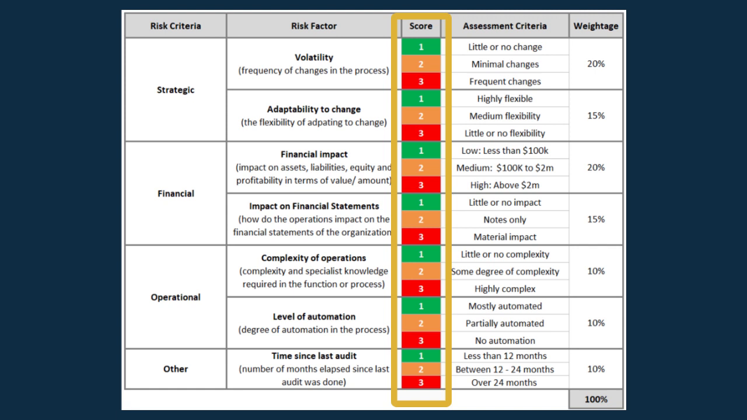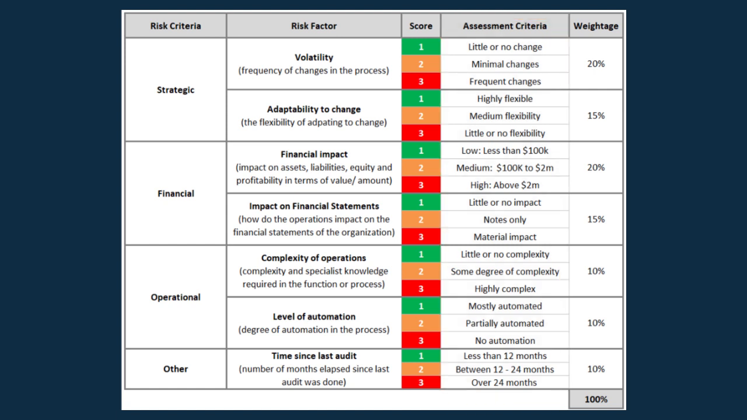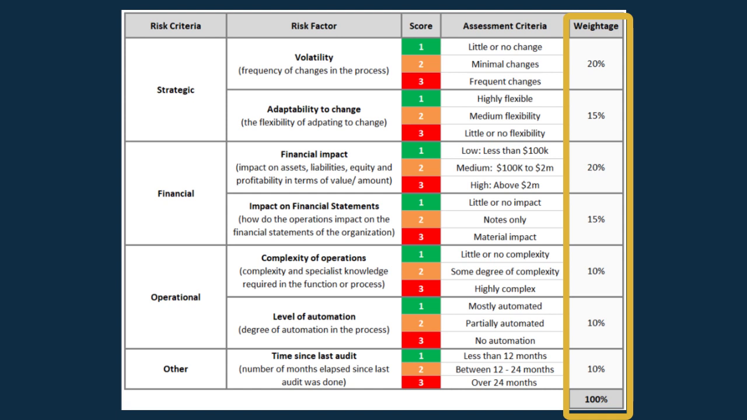In this example, we will use a scale from 1 to 3, where 1 is the lowest and 3 is the highest score. Plot the scores against each factor as shown here. Then, for each score, define the assessment criteria as shown in this example. Remember that the criteria will vary from one organization to another and will largely depend on the organization's size and industry. The next step in the process is to assign a weightage to each factor.